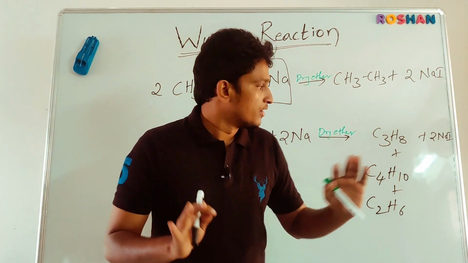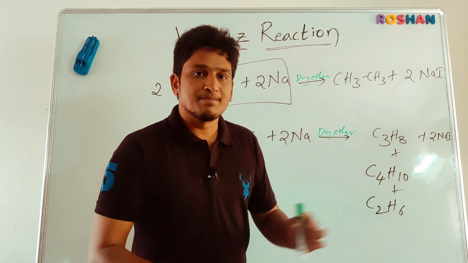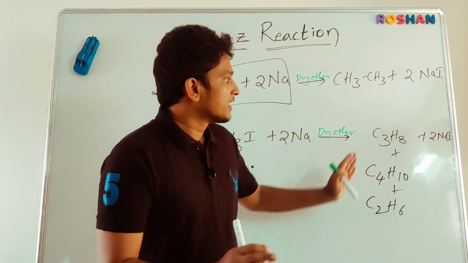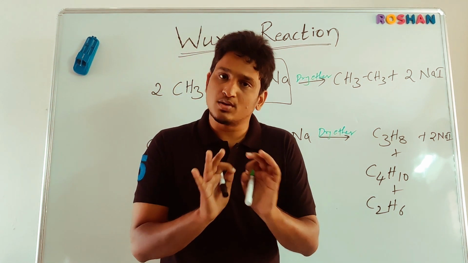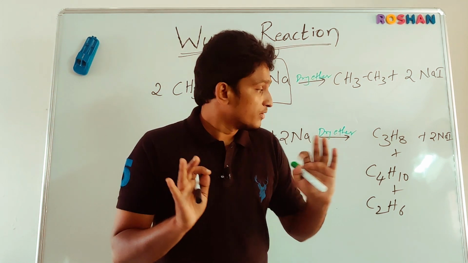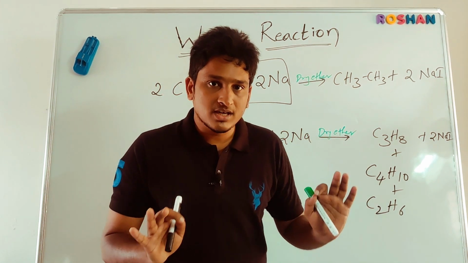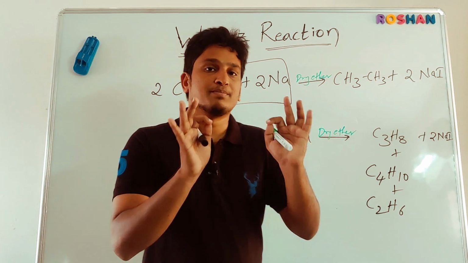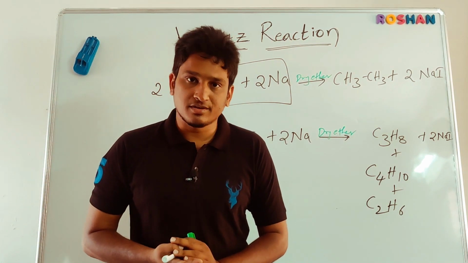The answer is no. Why? Because we are getting other alkanes also. Now, why can't we separate them? Yes, we can separate, but their boiling points are very, very close. So we can't separate them so accurately. So ultimately we will end up with an impurity only. So this Wurtz reaction is not suitable for the preparation of alkanes with an odd number of carbon atoms. Is it clear, students? Got the clarity?